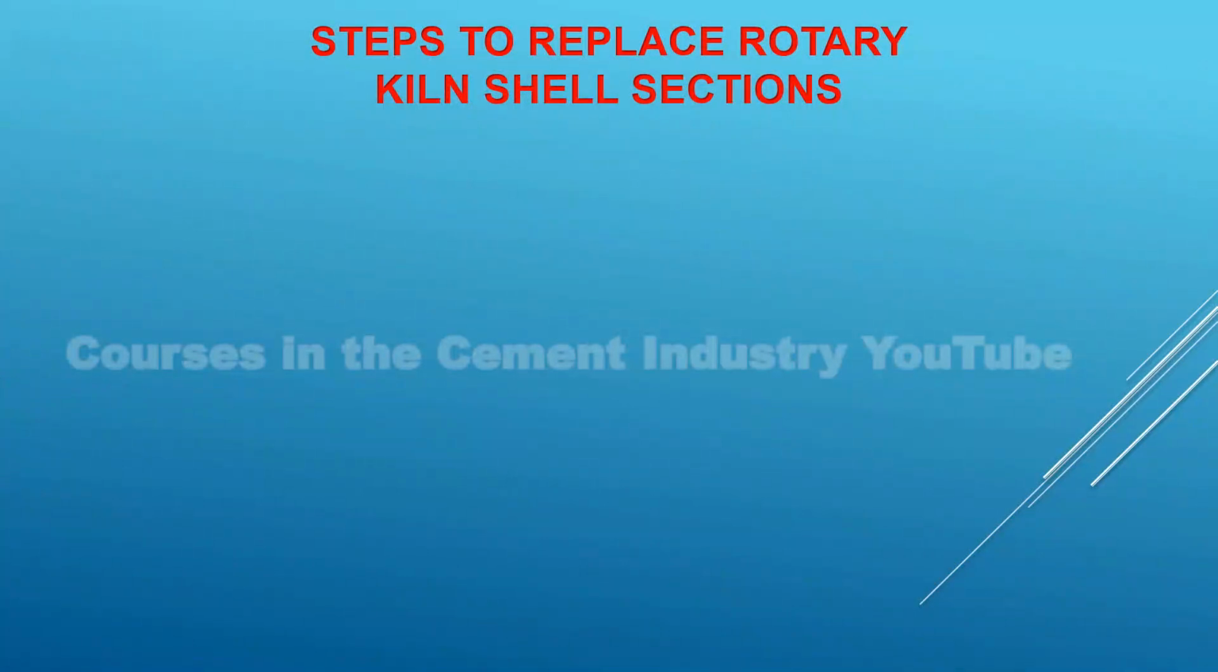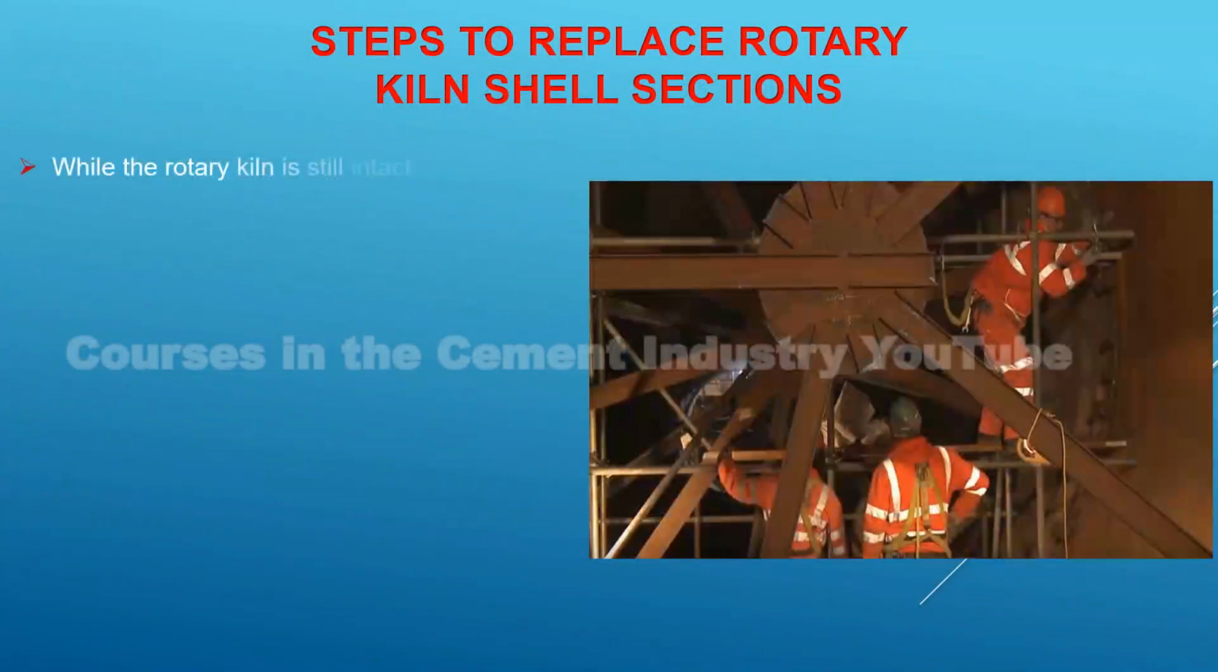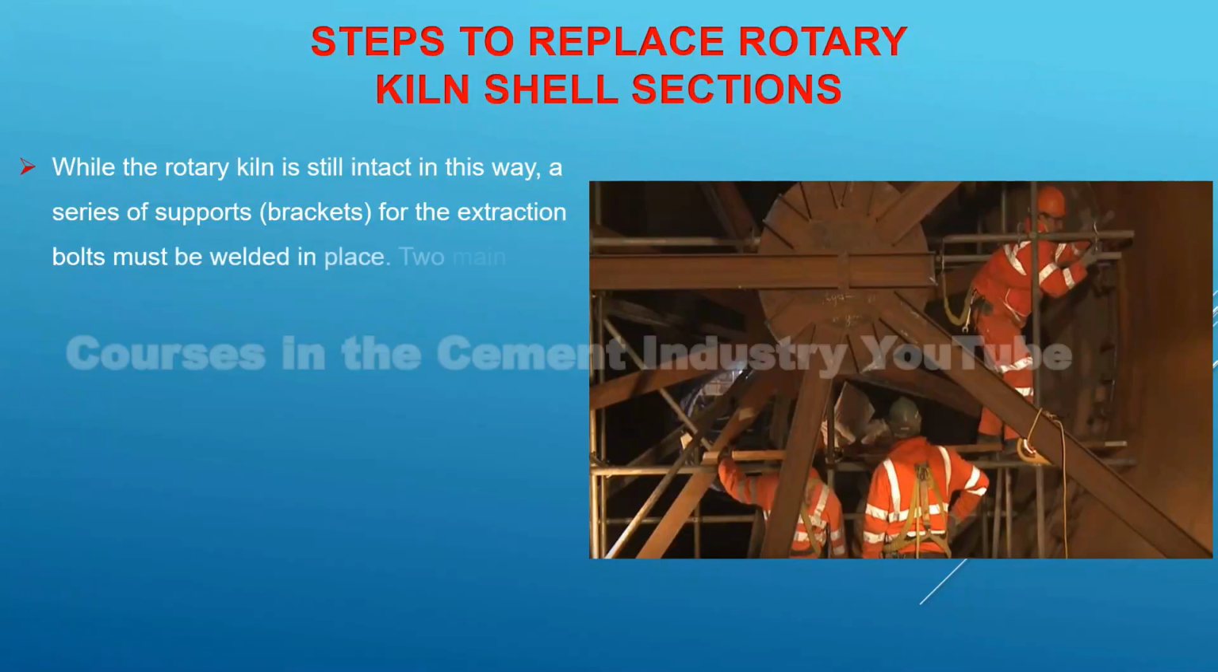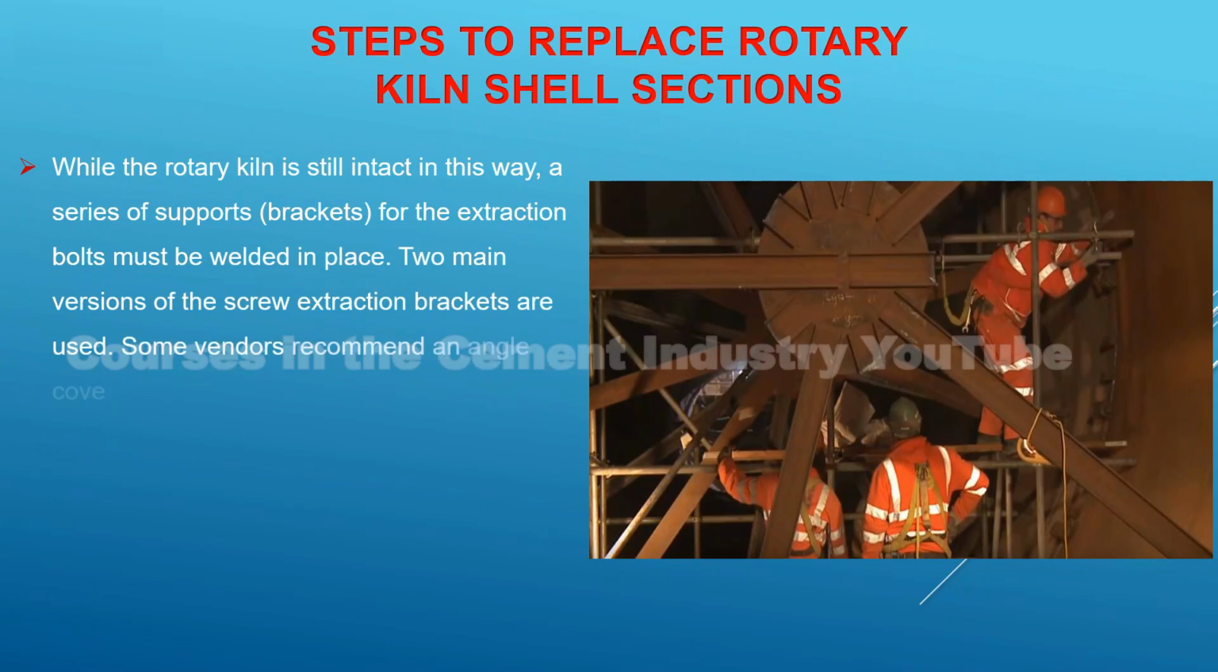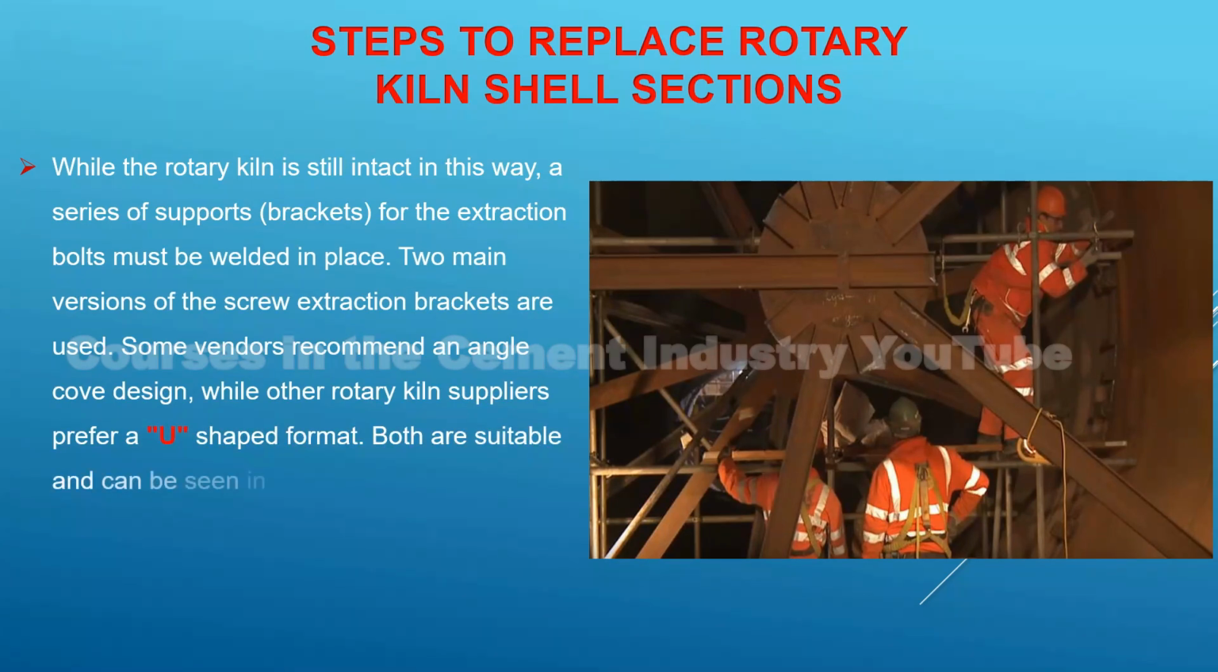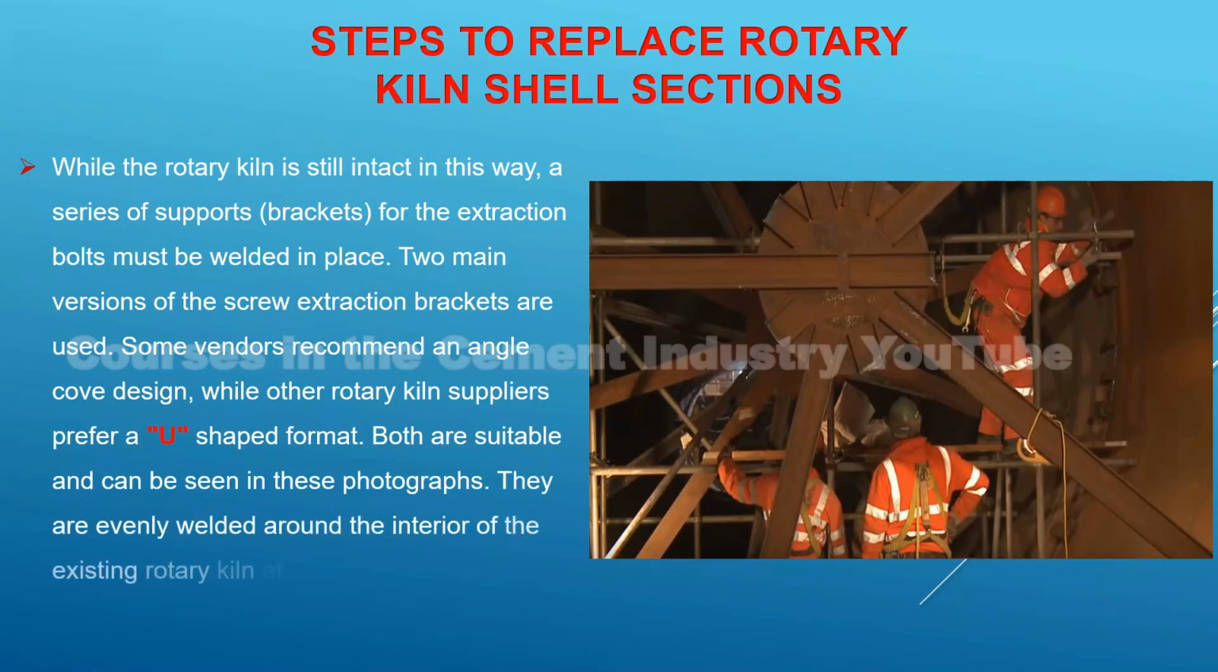Step 11. While the rotary kiln is still intact in this way, a series of supports, brackets, for the extraction bolts must be welded in place. Two main versions of the screw extraction brackets are used. Some vendors recommend an angle cove design, while other rotary kiln suppliers prefer a U-shaped format. Both are suitable and can be seen in these photographs. They are evenly welded around the interior of the existing rotary kiln, at both ends, and are approximately 400 mm apart.